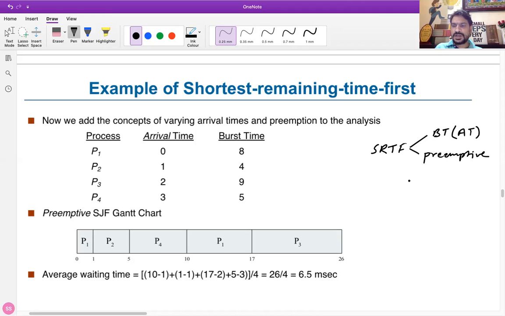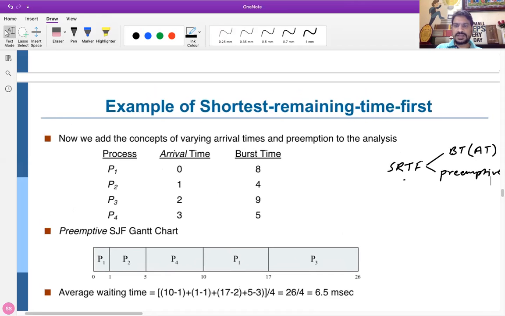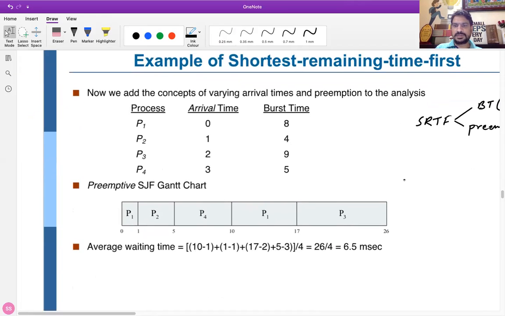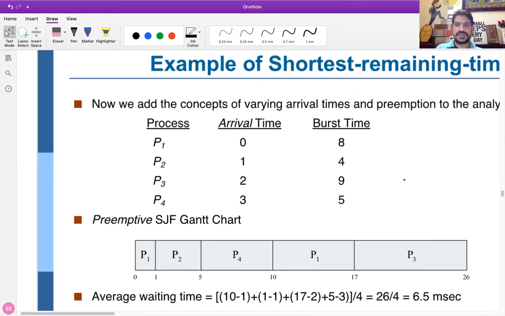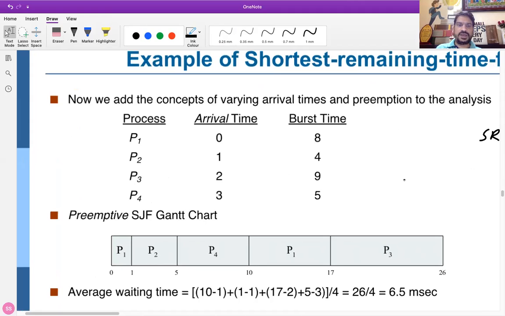Okay, so it is a preemptive scheduling, and let's see this algorithm in detail. This is one example where we have some processes. Arrival time is given, and the burst time is also given. Let's find out how this shortest remaining time algorithm works for this particular scenario.